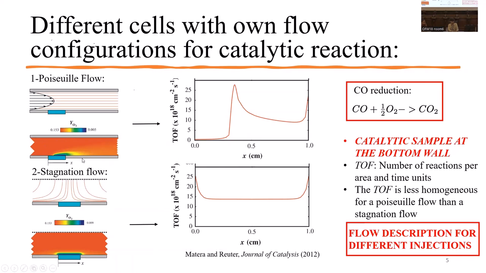So they studied two different configurations, a Poiseuille flow reactor and a stagnation flow reactor, where they computed the TOF, which is the number of reactions per time and area units along the catalytic sample. And as we can see on these pictures, this TOF is more homogeneous for a stagnation flow reactor, which means that more catalytic sites are used and the reactor efficiency is better for this case.